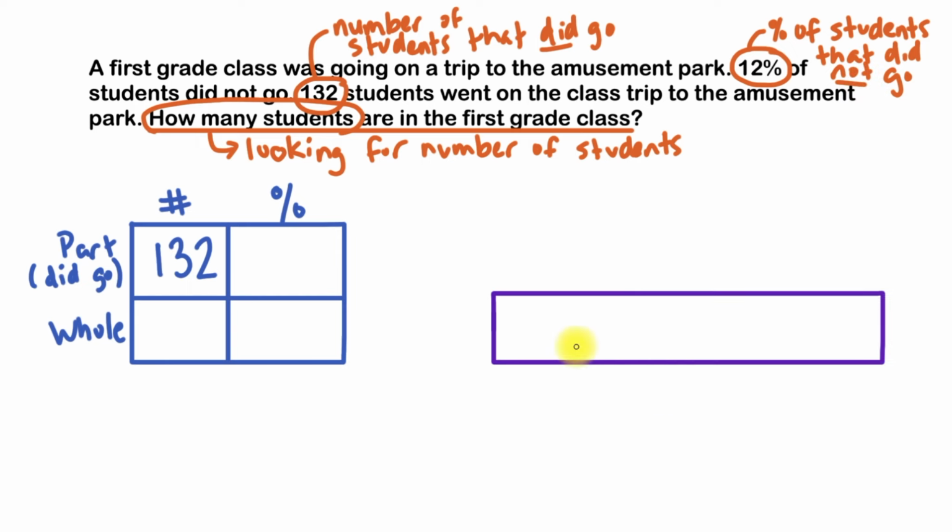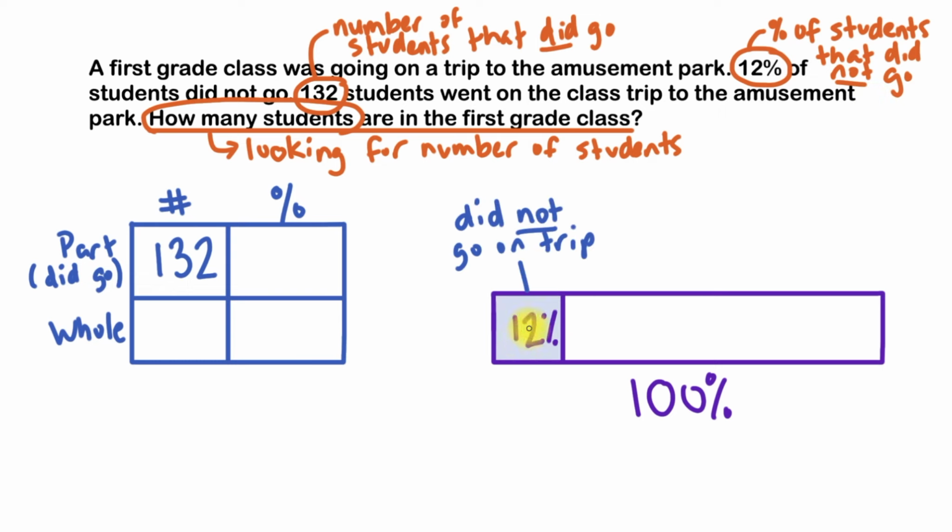Let's say that this whole bar here represents 100% of the first grade class. And we said here that 12% of the kids did not go on the trip. So let's make a small section for that. So this small percent here, 12%, represents the first graders that did not go on the trip, which means that the rest of this represents kids that did go on the trip.